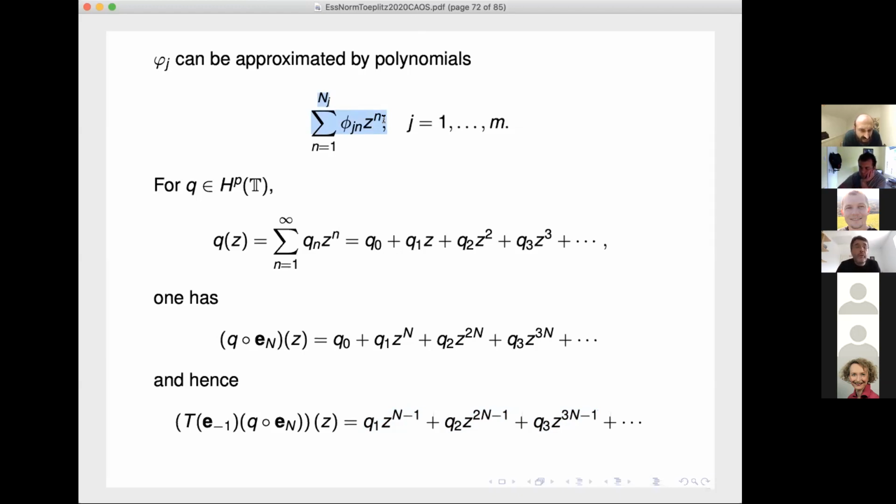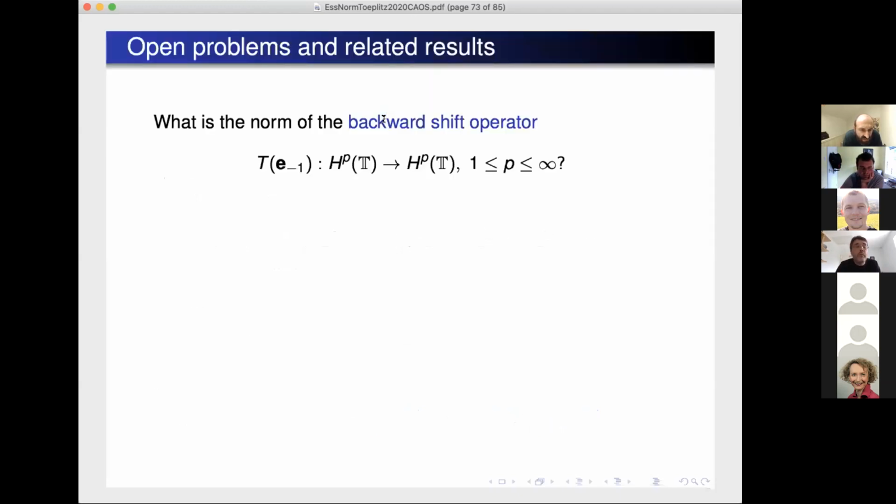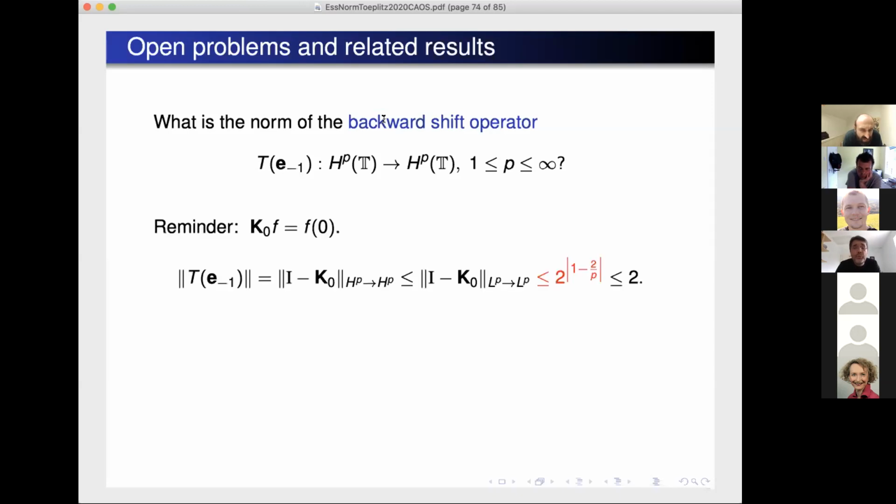And look, let me flash it to you. I'm just one minute left, I think. Open questions, and the most annoying open question here is, we know that the norm of this operator is larger than one for any p different from two. We don't know what it is. This is a very simple operator. Nobody knows what it is.